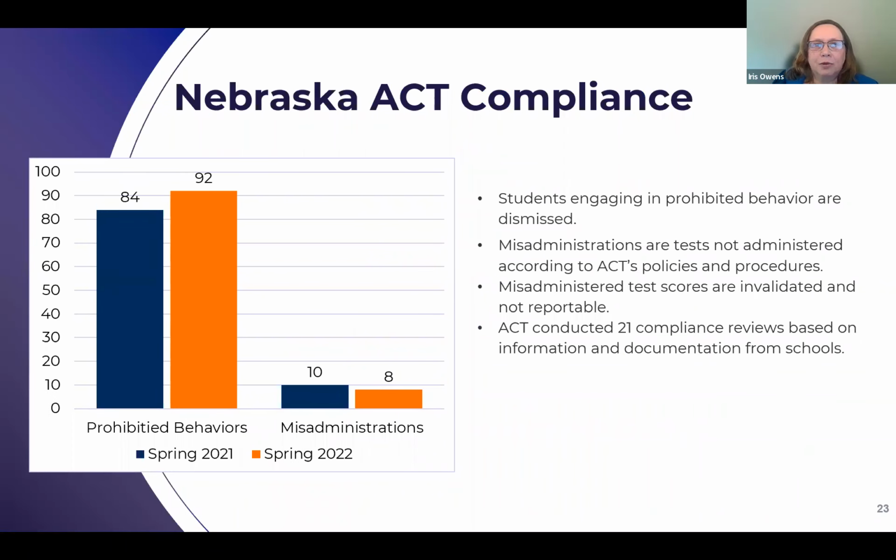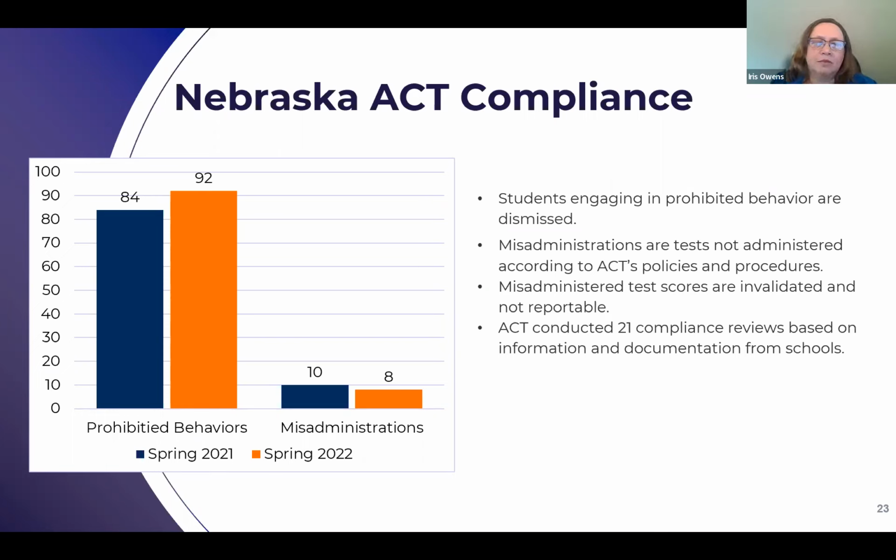I'm going to show you this slide here before we move on. This really shows you the prohibitive behaviors of spring 2021 and spring 2022. When I first started here 5 years ago, the misadministrations were almost as high as the prohibitive behaviors. So I want to say a shout out to people who really work hard to not have those issues, especially with accommodation booklets, those kind of things, timing issues. I think we've really worked together to make those numbers relatively small in comparison.